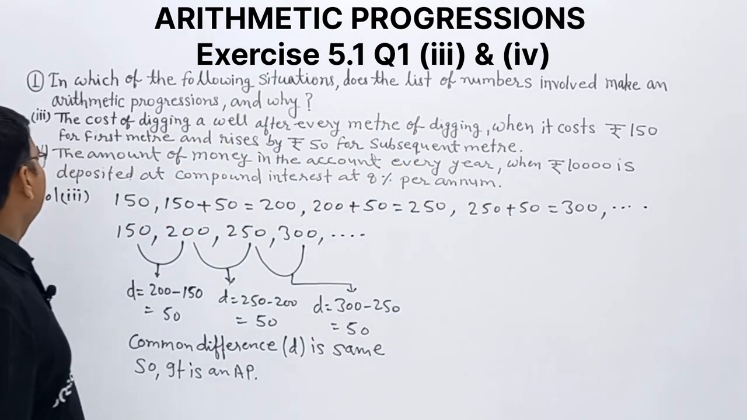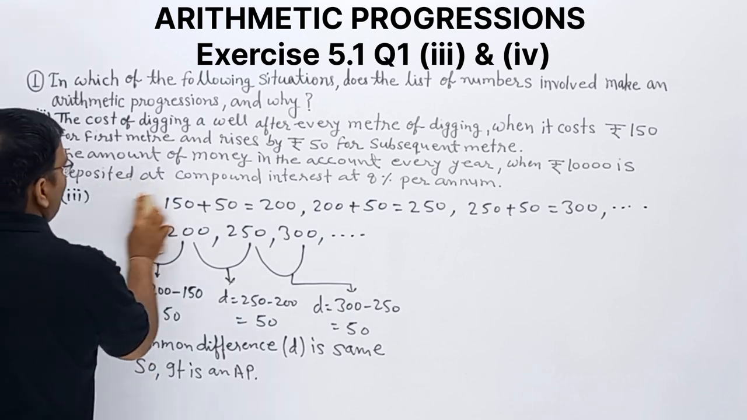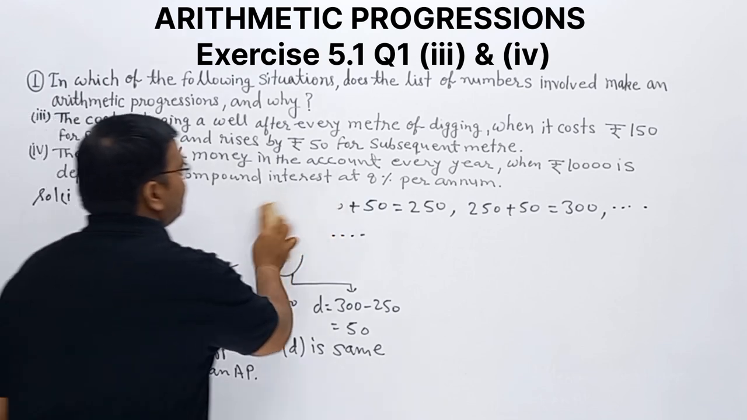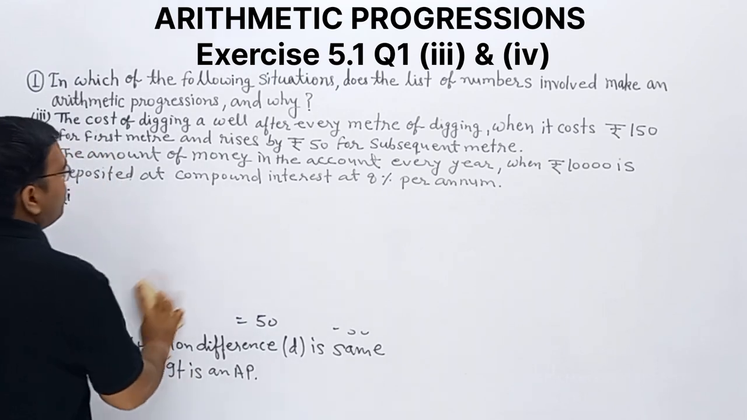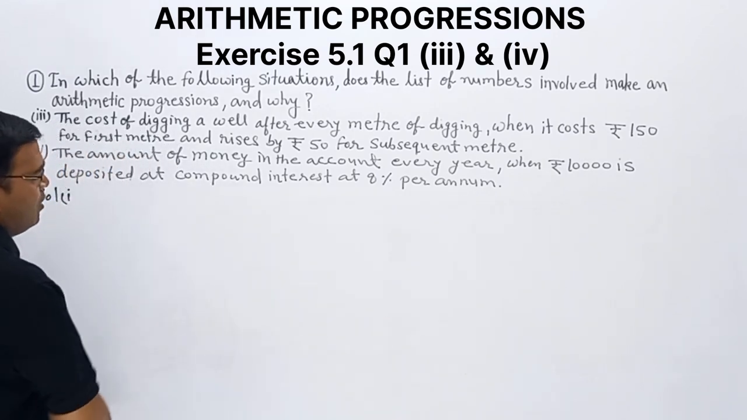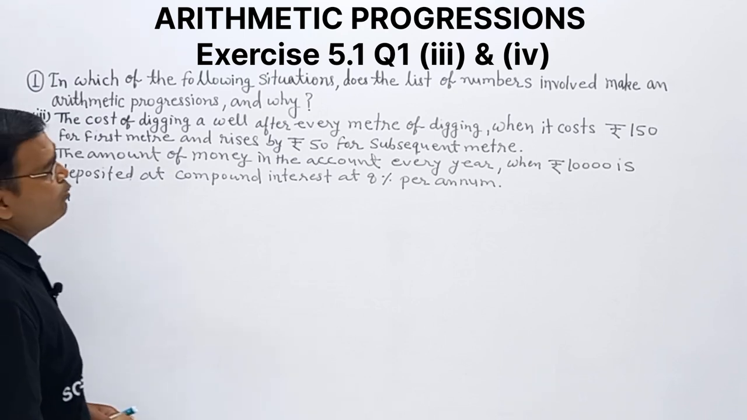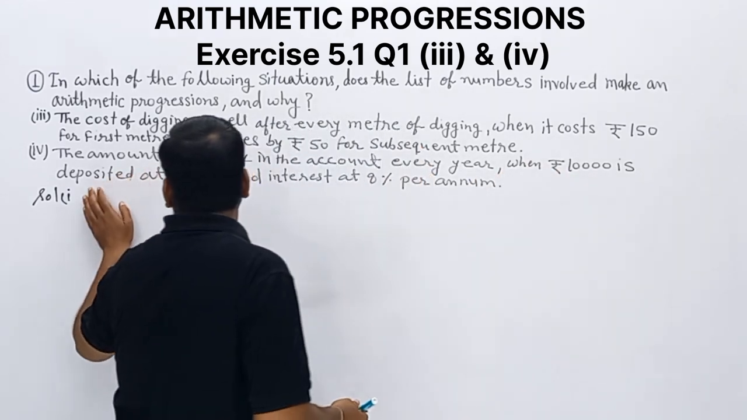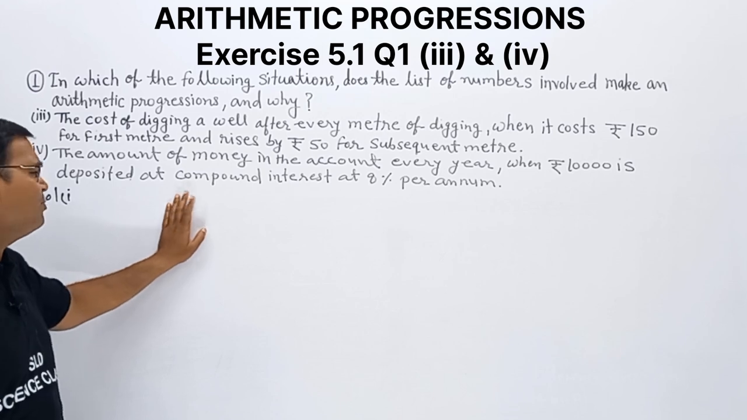Clear? Now the next question, question number 4. Observe carefully how we will solve this one. What about this question? Read. The amount of money in the account every year when rupees 10,000 is deposited at compound interest at 8% per annum. Simple question, not hard.